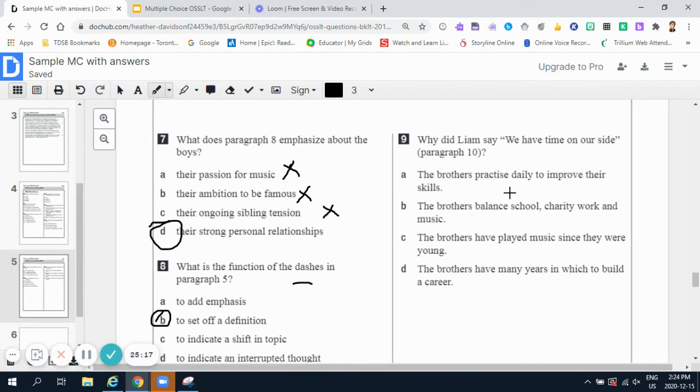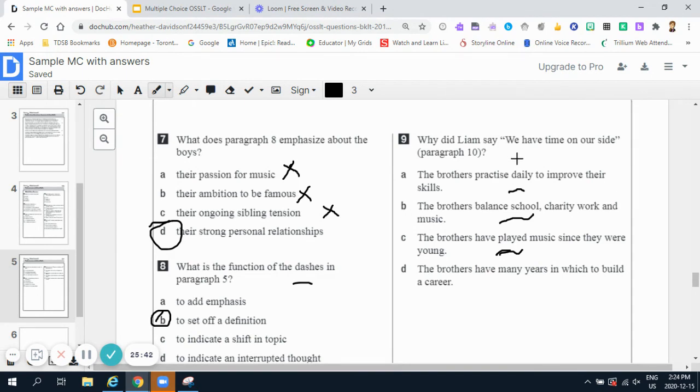The brothers practice daily to improve their skills, maybe. The brothers balance school, charity work, and music, maybe. The brothers have played music since they were young. Yes, that's true. The brothers have many years in which to build a career. So although all of these are true, I can't answer this question with process of elimination.